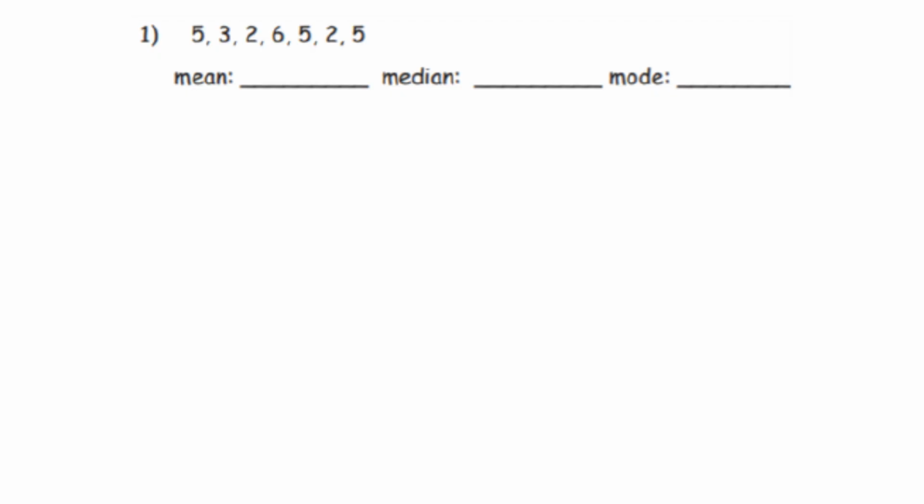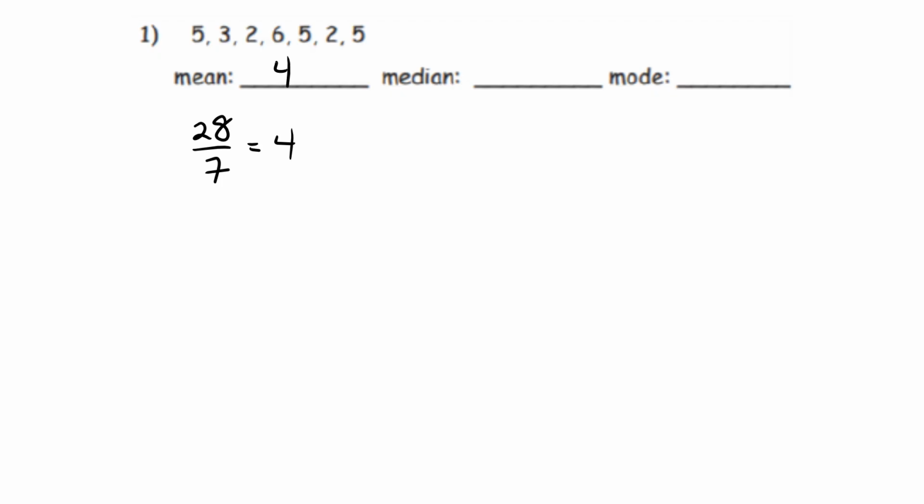Here's a data set. Let's figure out the mean, median, and mode. To calculate the mean, we have to add up all the numbers and then divide by the number of pieces of data. In this case, there are 7 pieces of data. We add them up and we've got 28, and we have 7 data points, so that means the mean is 4.